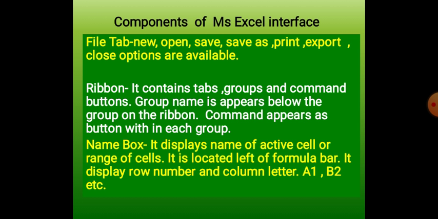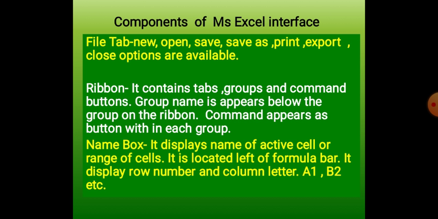The next is the ribbon. What is a ribbon? Children, the ribbon is located just below the title bar. It is a rectangular pane and it is a combination of tabs, groups and commands. What is a tab? A tab is a collection of groups and each group has some commands in the form of buttons. So whenever we have to use any command, we go to the particular tab, then to the particular group, and we click on the buttons and we can use that option in our program.